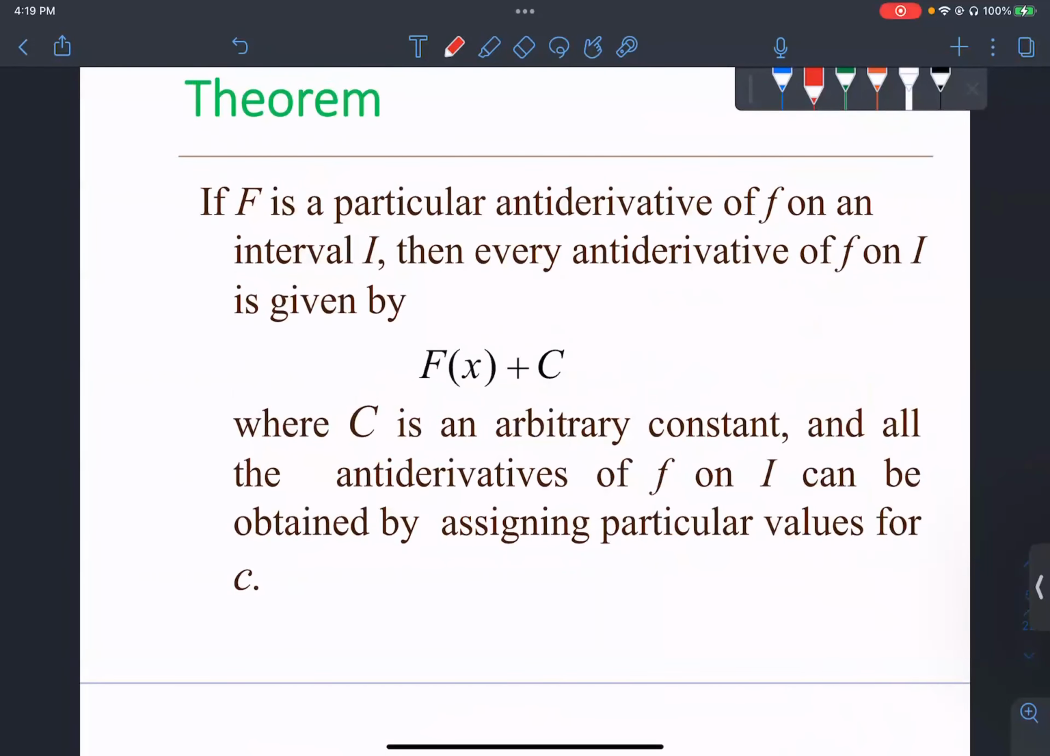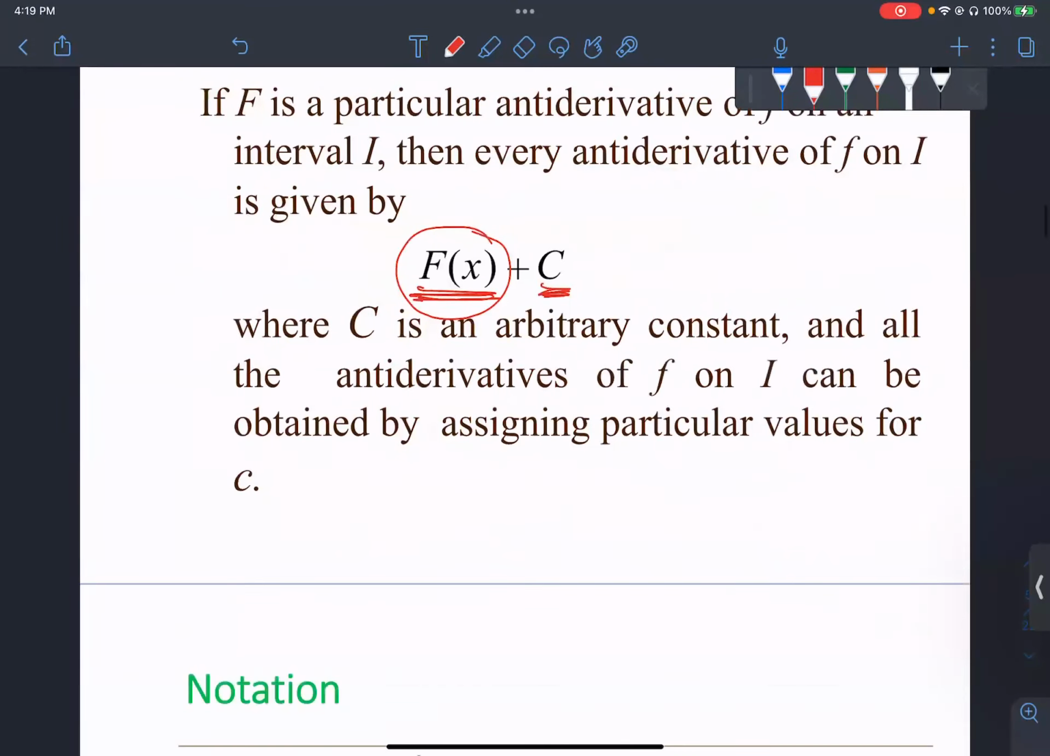So if uppercase F is a particular antiderivative of f on an interval I, then every antiderivative of f on the interval I is given by F of x plus c. So we find the antiderivative F of x, and then we add the arbitrary constant c. So it's always the case that the antiderivative should always have plus c at the end. Okay, so plus c at the end.